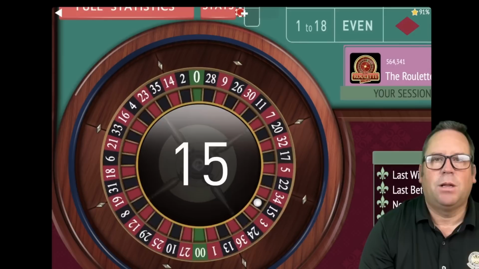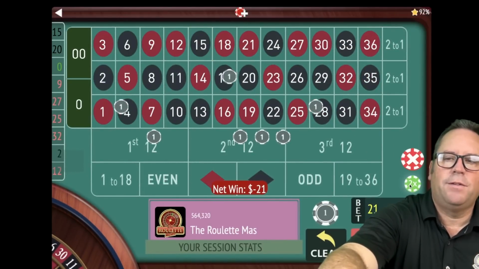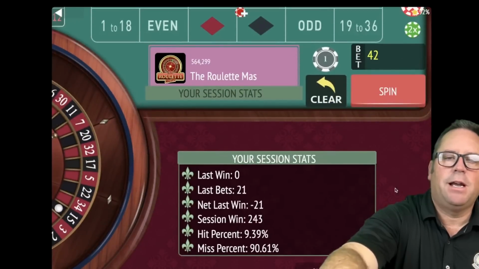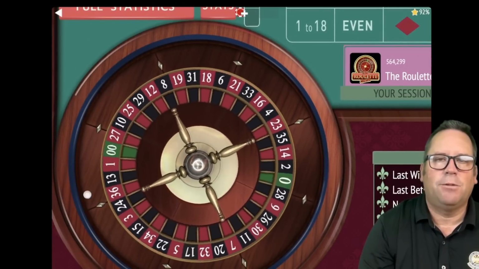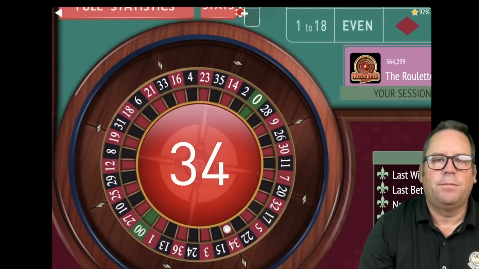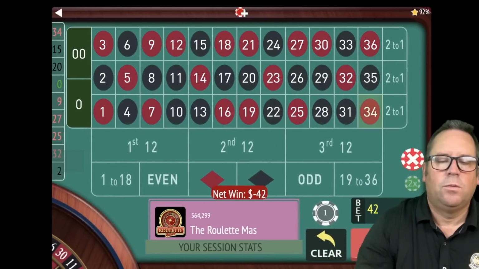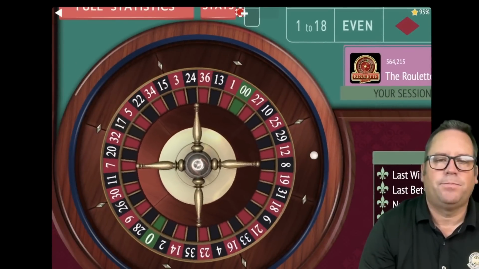And that's a 15 black. That's a loss. Let's go ahead and double. And obviously, I would recommend cashing out. We're up $243. If you hit one of those 2 jackpot numbers, I would cash out. That's a 34 red. We lost. Let's go ahead and double that to 84 and spin.